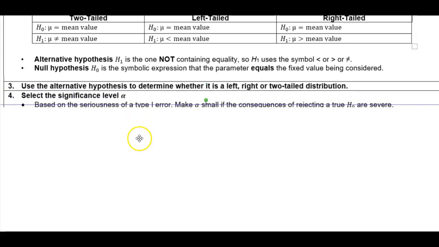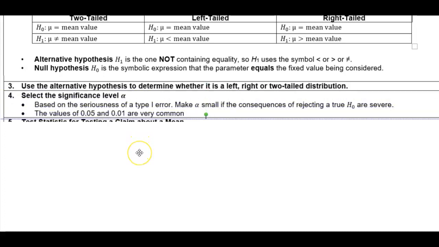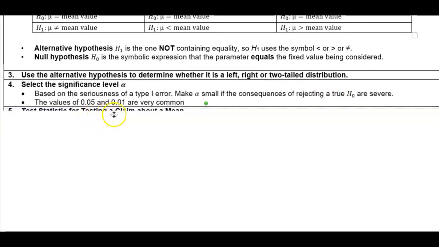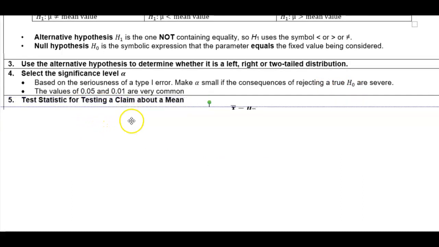Number 4, we need to select the significance level. So based on the seriousness of a type 1 error, you make alpha small if the consequences of rejecting a true null hypothesis are severe. The values of 0.05 and 0.01 are very common.